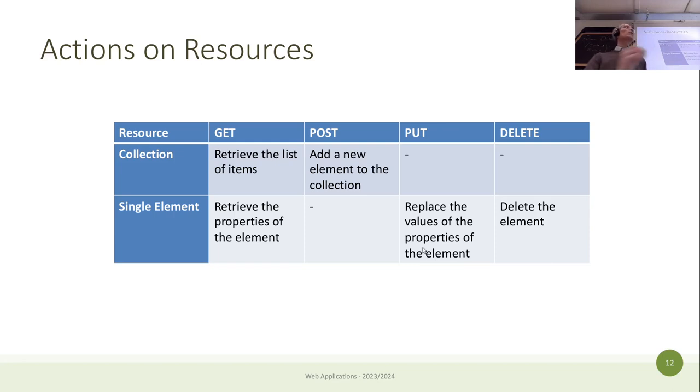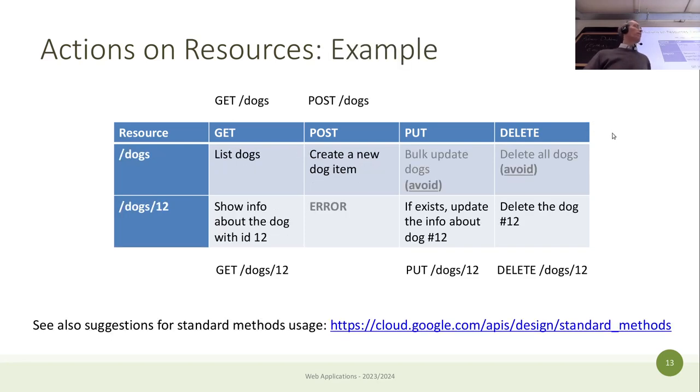Put, you update a single item again. You don't update a whole collection. In theory, it could be possible, but it's better not to do that. And delete as well. You delete a single item, so you need to have the identifier of the item you want to delete. You can delete everything, but again, it's not a best practice, okay? So let's see an example. Let's say we have a collection, docs, could be laptops, could be courses.